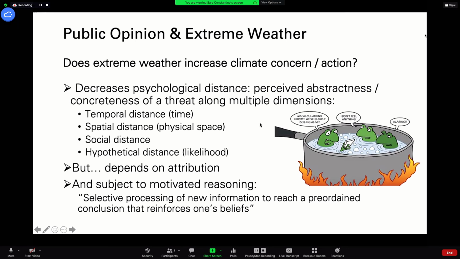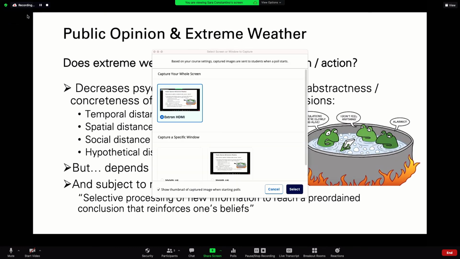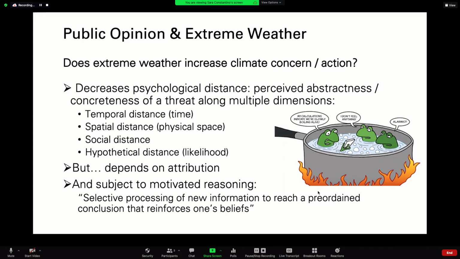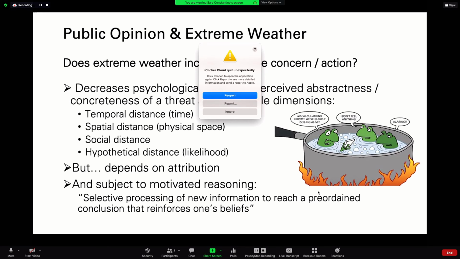This is about how abstract or concrete a different threat appears to you along multiple dimensions. So this can be how far away in time the threat is, like we expect another pandemic in the future, but how far into the future? The spatial distance: this threat is happening, but it's happening somewhere else, like a war is happening in another country. It could happen here, but it's happening somewhere else. Social distance is how similar the people being impacted are to you. If they're very dissimilar, people tend to perceive a problem as more abstract and be less worried about it. And then hypothetical distance is the actual probability of occurrence.